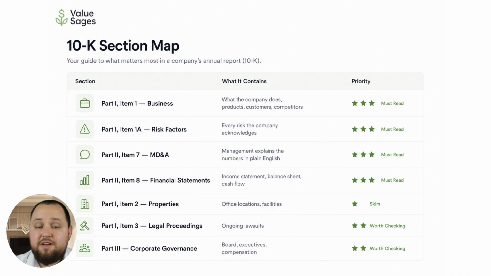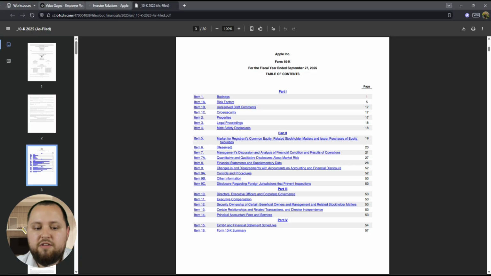And of course, the financial statements section is where the raw financial data lives. The income statement, balance sheet, and cash flow statements. We'll spend several videos breaking these down individually, because this is where real financial analysis happens. The remaining sections, things like properties, legal proceedings, and corporate governance, are still useful, but usually more contextual. You don't always need to study them in depth immediately, but they can become very important depending on the company or situation.